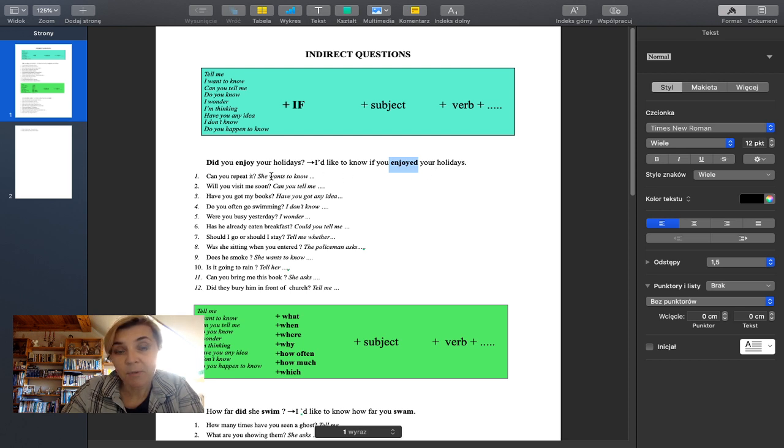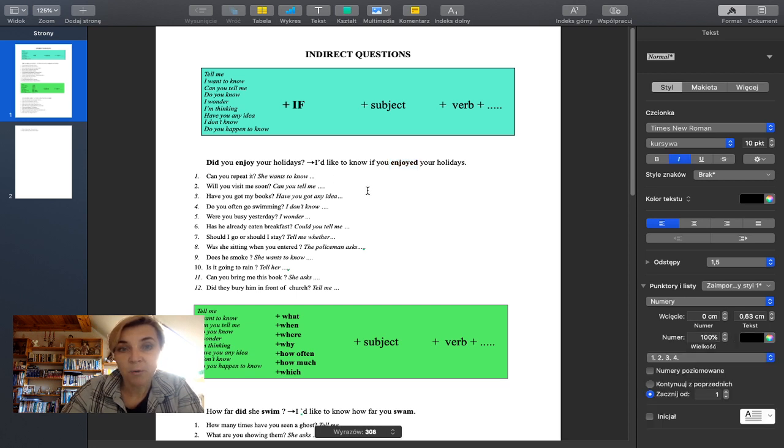So following that example, let's do a couple more examples. Can you repeat it? She wants to know. And now, of course, we have our if. Now, after if, we have the subject. So she wants to know if I can repeat it. So we have the subject and we have the verb, can repeat, including our modal verb.